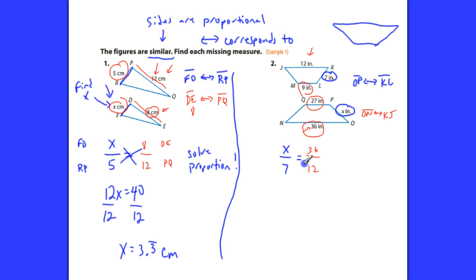There's your proportion. Now you just have to crisscross and multiply. If you do that, you get 12 times X is 12X. 7 times 36, punch that in your calculator and you'll get 252. You divide that by 12. You get X. You work that out. X is equal to 21 inches. And there you have it. Okay, so it's really pretty simple.